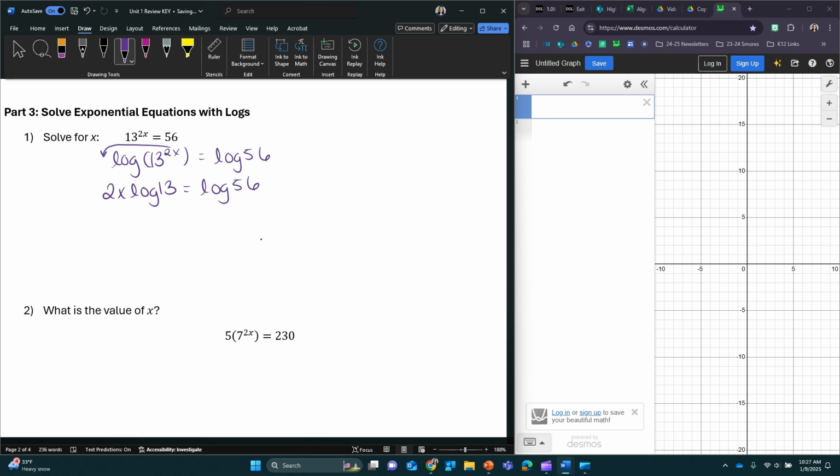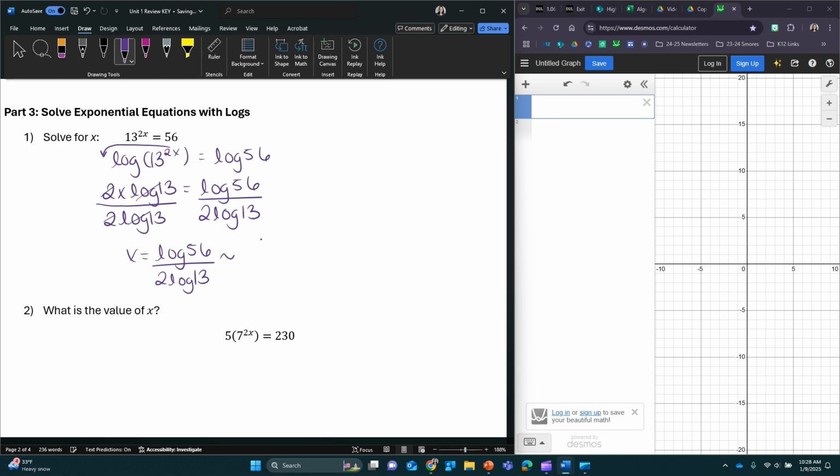So now remember, when I'm solving for x, I'm just going to divide by everything except x, right? So I'm going to divide by 2, I'm going to divide by log 13, and I'm going to do the same thing on both sides. So 2 log 13 over here. And then you can see here what this is going to do is going to cancel everything except for x. So I know that x is equal to the log of 56 divided by 2 log 13.